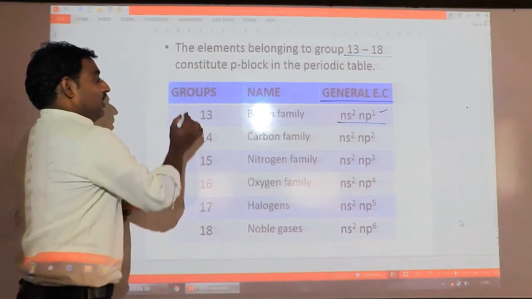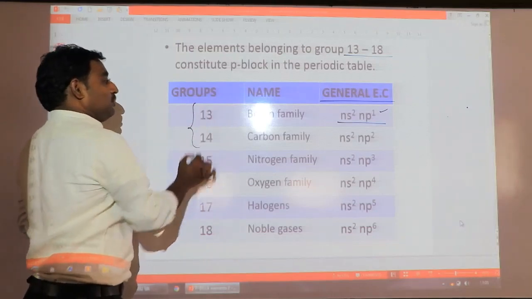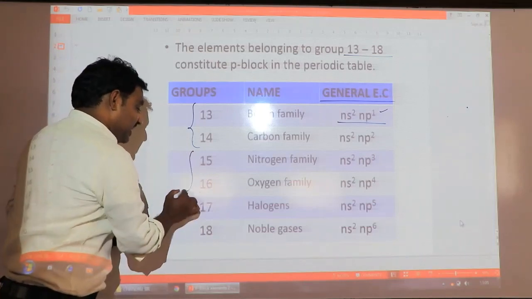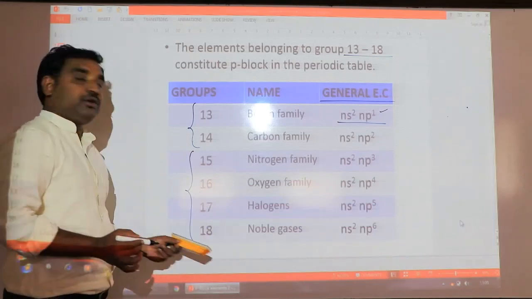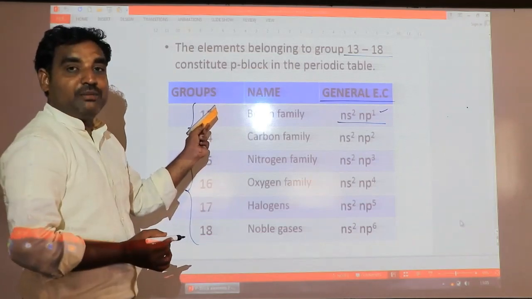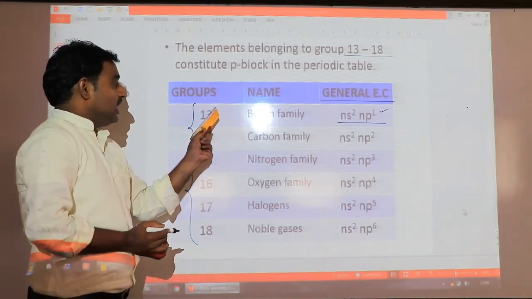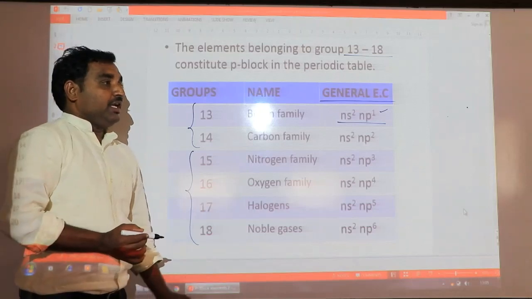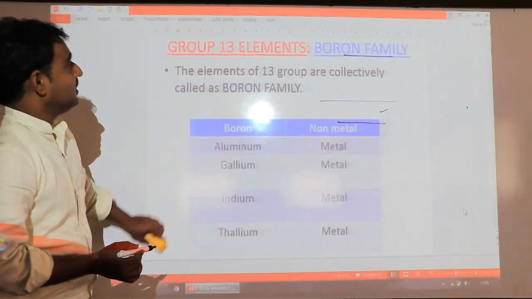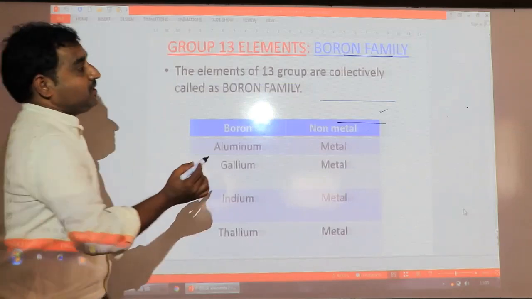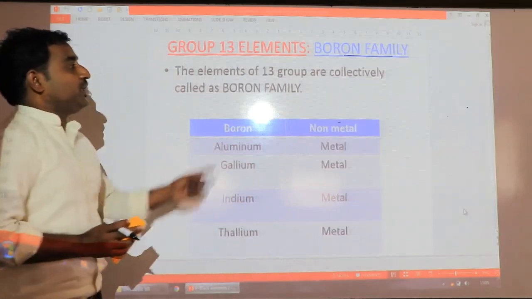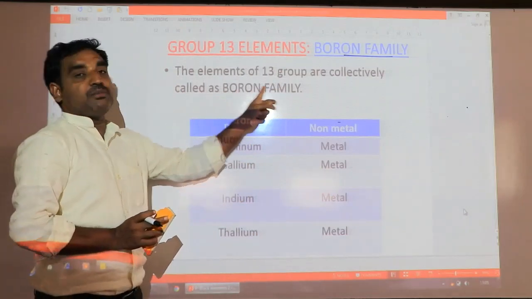In first PU we will discuss only groups 13 and 14, and in second year, second PUC, we will discuss groups 15 to 18. So in today's class, in the p block elements of first PU, we will discuss groups 13 and 14. Next, the boron family: the group 13 elements are collectively called the boron family.